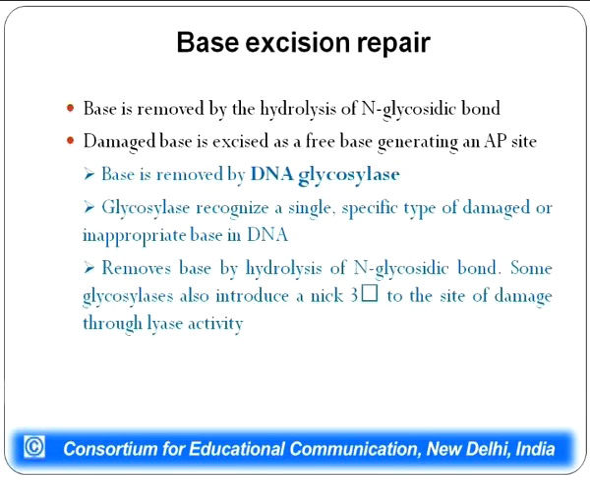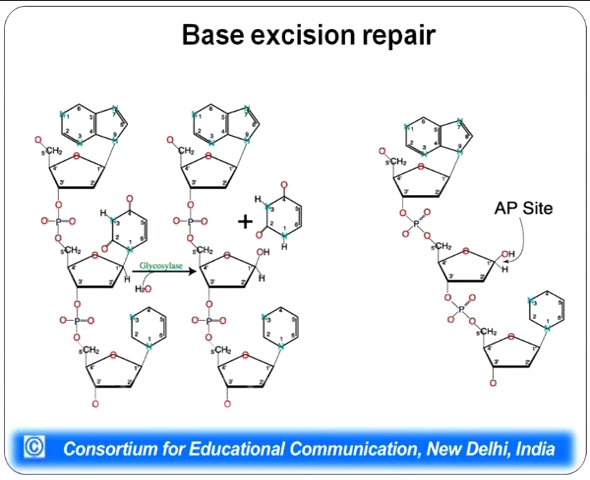Some of the glycosylases can introduce a nick 3' to the site of the damage through their lyase activity. However, this particular activity is not essential for repair to take place. As can be seen in this particular example, a glycosylase cleaves the glycosidic bond which is connecting the deoxyribose sugar to its base, and this base is removed from the DNA.